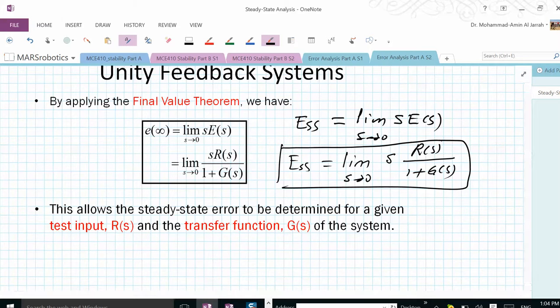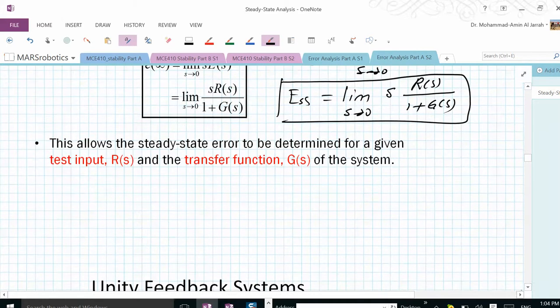We want this to be 0. We want to drive it to 0. If it is not possible to drive it to 0, we want to make it minimum. Now let us look at the input when it is a step input, a ramp input, and a parabolic input, or position input, velocity input, and acceleration input. Let us see the corresponding error, and we will go through them one by one. First, let us consider a step input.